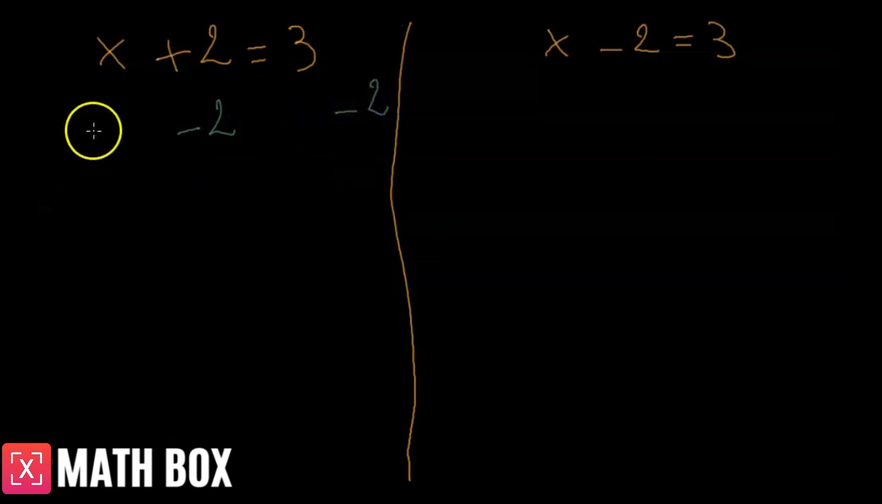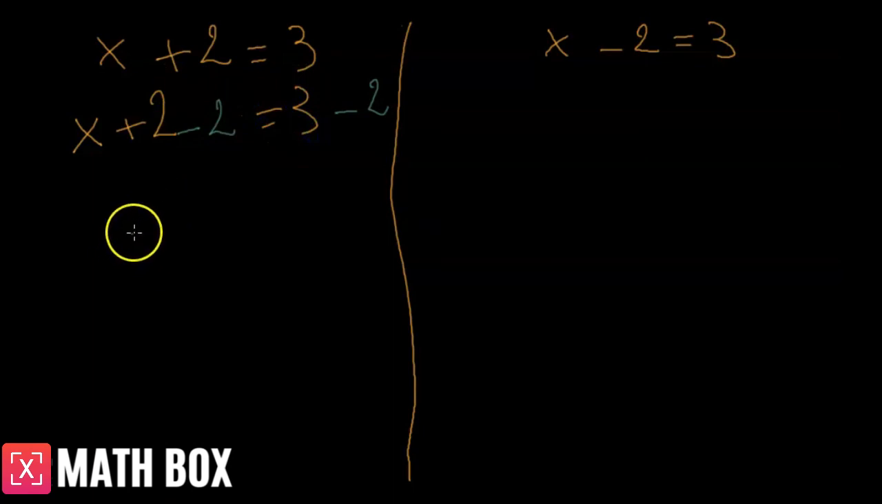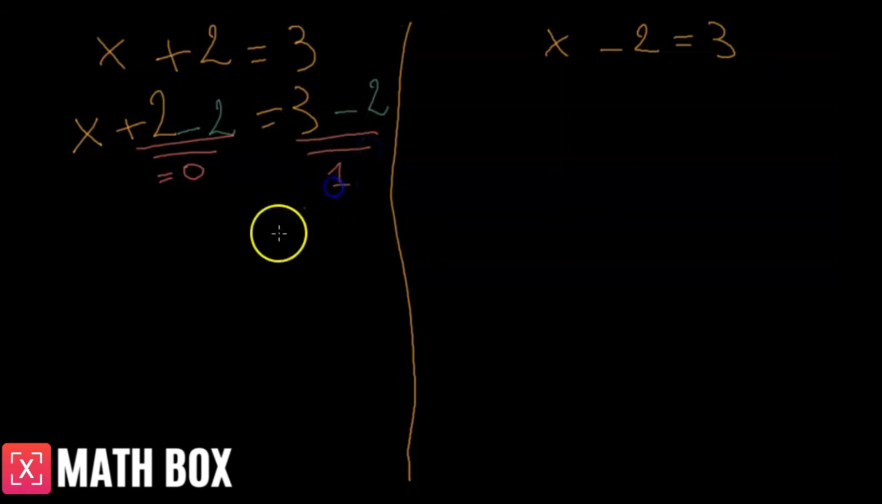So I write blindly what I had, equal 3. Now it becomes only arithmetic, so I just need to calculate plus 2 minus 2. So this part is equal to 0, and 3 minus 2 is, of course, equal to 1. Now, so x plus 0 is equal to 1, and the final solution is x equal to 1.